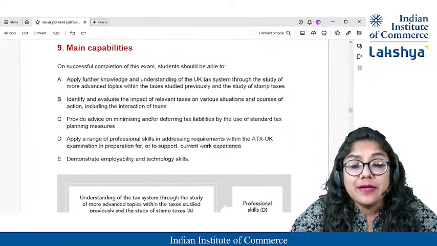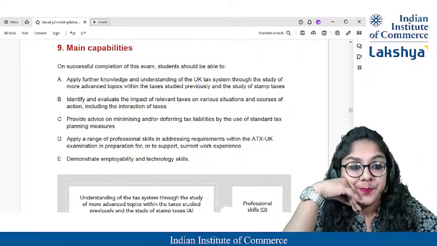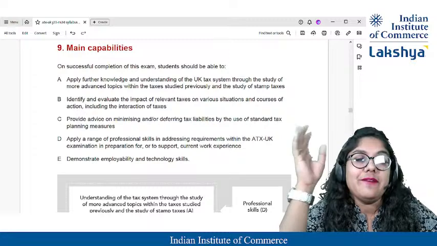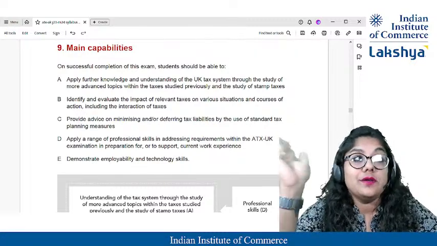So if I am learning ATX, for example, and I told you, ma'am, I have just learned ATX UK, whether it will be beneficial for me if I don't want to practice in UK.